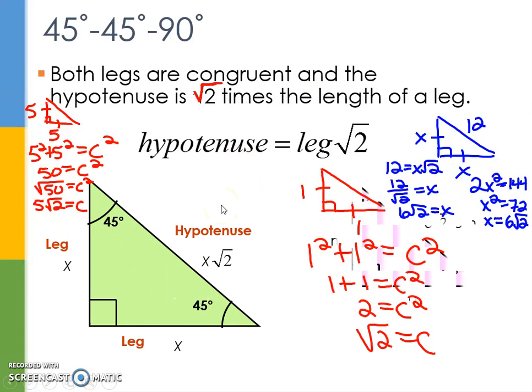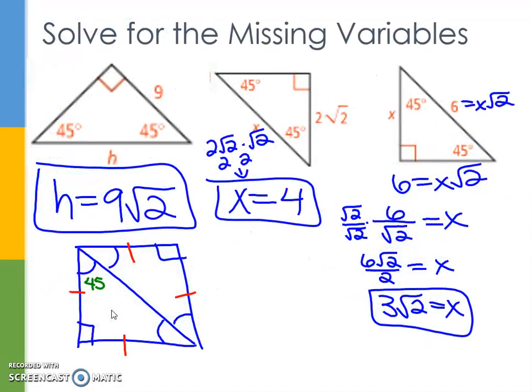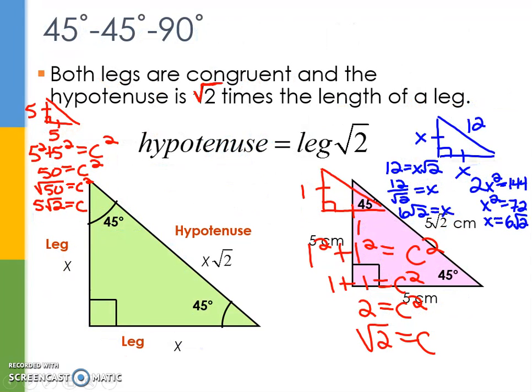So right here, when you have a triangle like this, if this is 45, this is 45, this is 90, this is a special triangle because right here we have x and x, which is leg and leg, and the hypotenuse is x times square root of 2. So this hypotenuse is always going to be leg, which is x in this case, or it could be any number, times square root of 2.